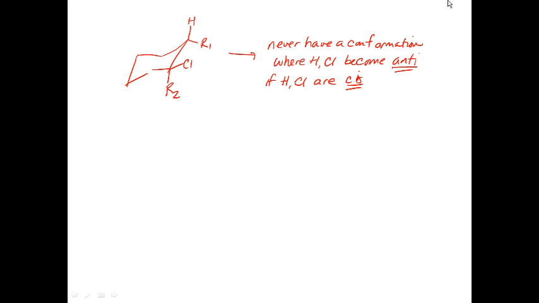Okay, so there's just no way to twist this molecule around to put the hydrogen and the chloride anti. You can only have the anti-conformation occur if the H and the Cl are trans to each other. And so that's the reason why we have the rule that in E2 reactions, only hydrogens that are trans to the leaving group can be removed.